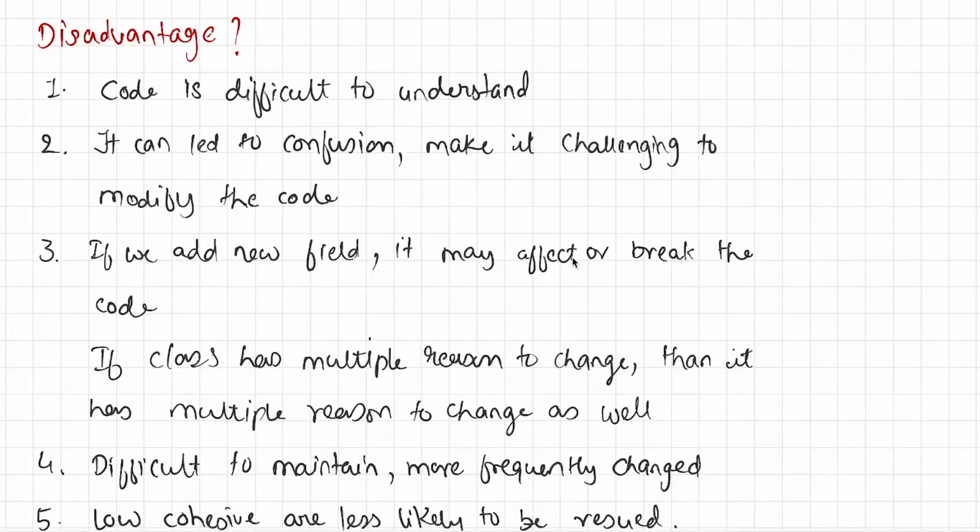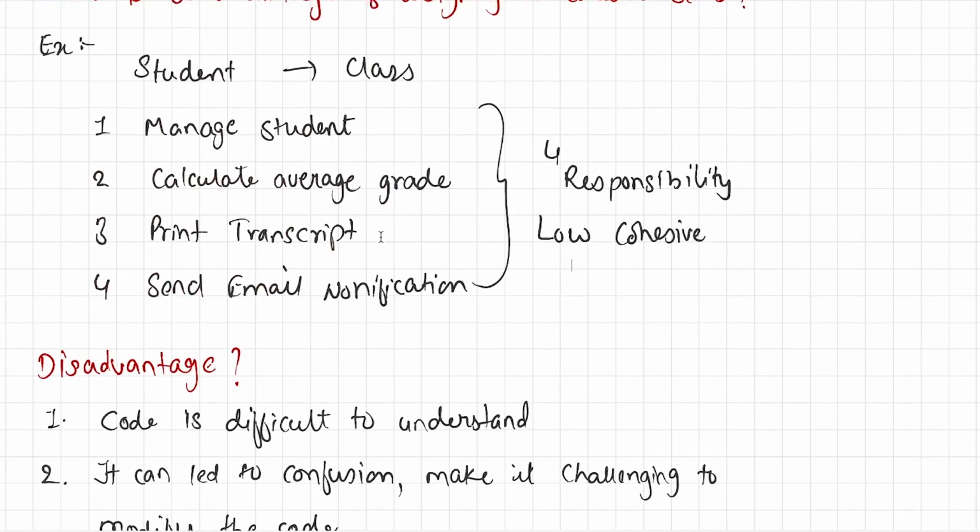Now the third disadvantage is if we add a new field, it may affect or break the code. And it is also true. Let's say tomorrow I want to add one new field to this class Student. It may be possible that it breaks the calculate average grade method, or the print transcript method, or the change I have introduced may break the functionality of send email notification. We are not sure about it. Whenever we make any change, there are high chances of breaking the code in other methods, right?